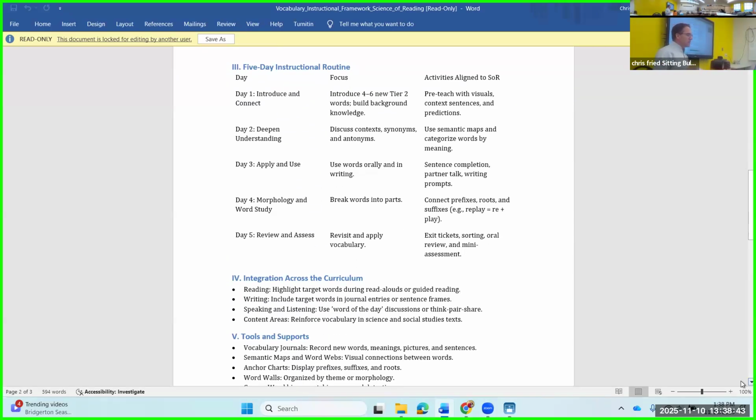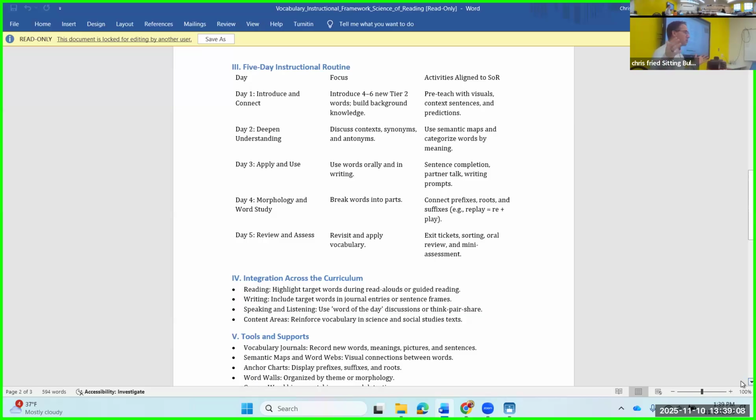So the second page there gives us an example of a routine that you can use for the introduction of certain vocab words and terms, right? So first day would be introduce and connect. Day 2 would be deepen their understanding of that. 3 is apply and use. 4 is word study, morphology. And then day 5, review and assess. Okay, so that could be something that could be a continuous cycle of pieces.